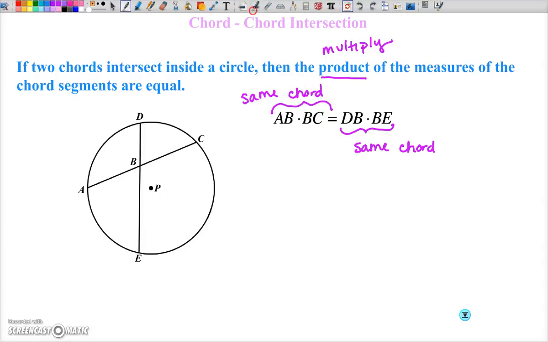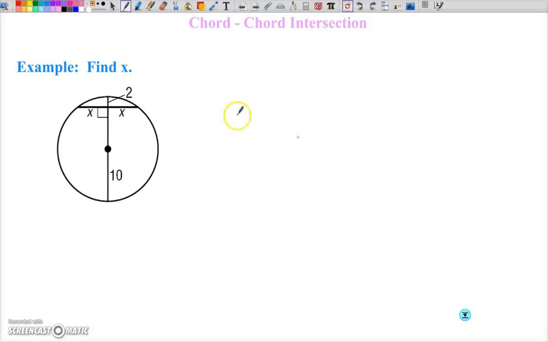So let's go ahead and do our example. Looking at this example right here, 10 is our radius, so I'm going to put that in right there. If from this center point to here is a radius, then from this center point to here is also a radius. So this whole thing, and I'm going to highlight it to make it stand out a little bit, is also going to be 10.